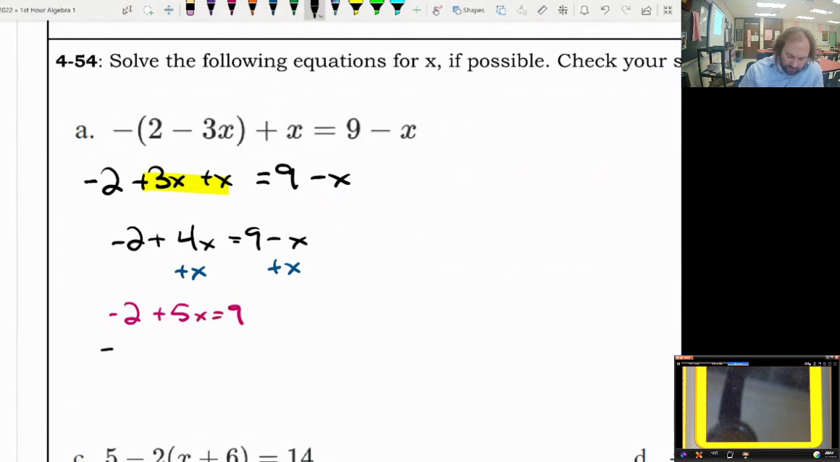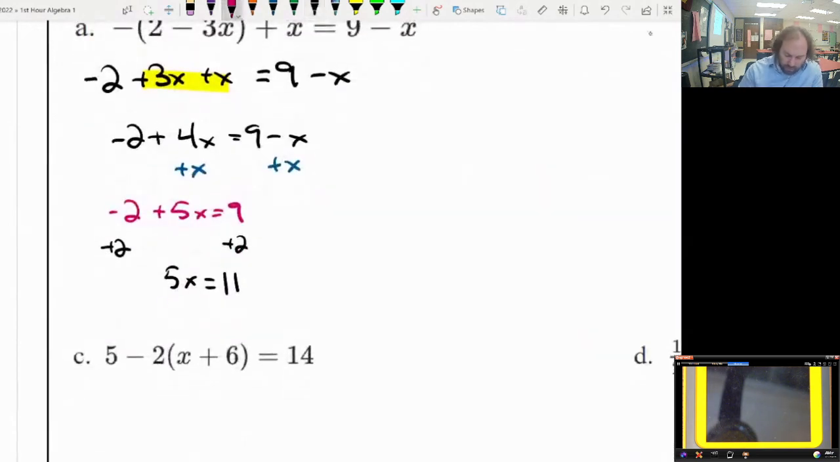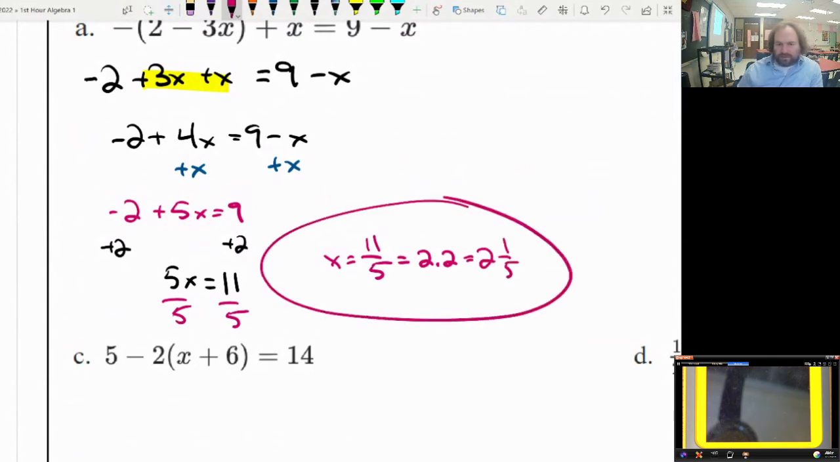Next, we will add 2 to both sides and get 5x equals 11. And that means our answer will not be a whole number, and that's okay. It happens, I guess. x is equal to 11 over 5, or if you want, 2.2, or if you want, 2 and 1/5. These are all three answers for the same thing.